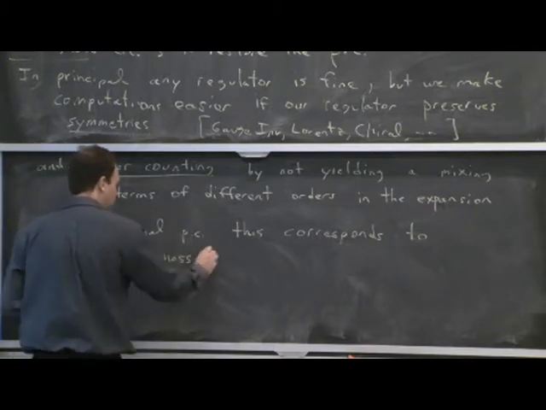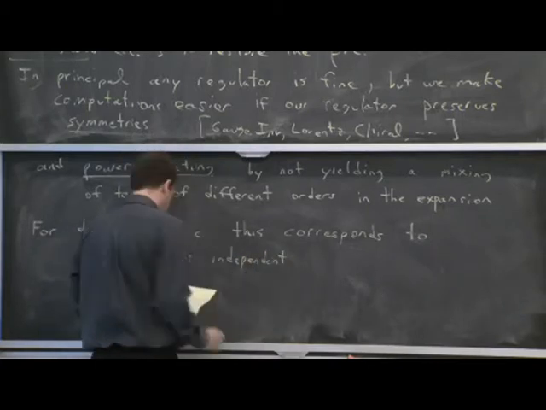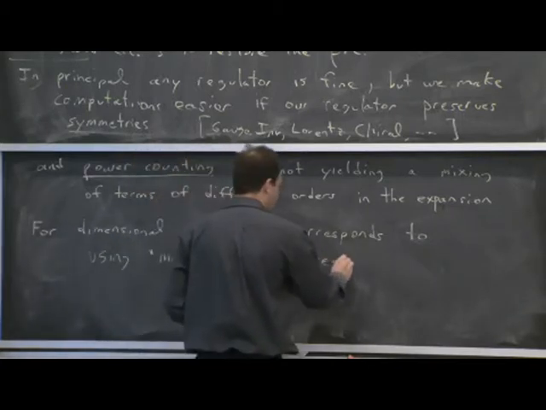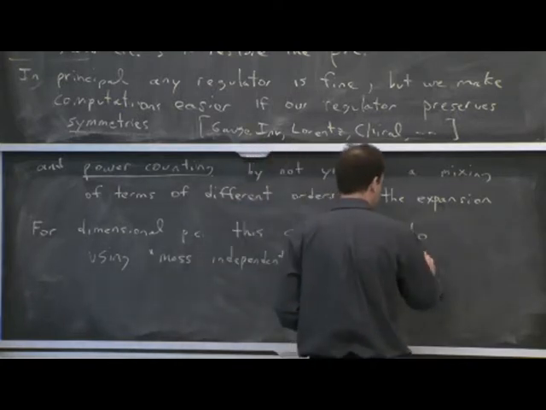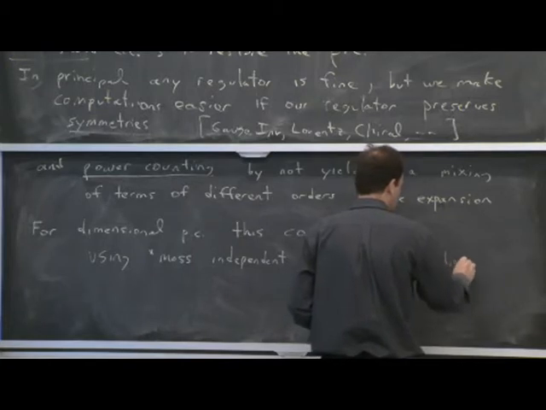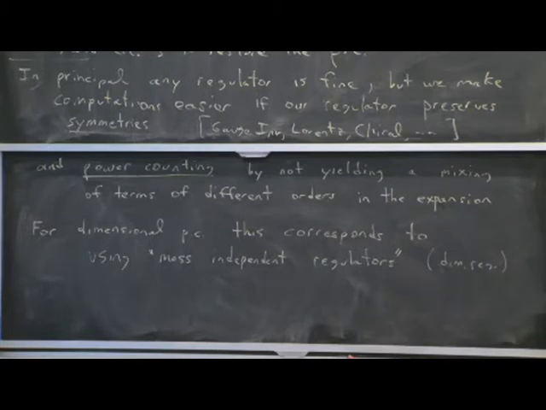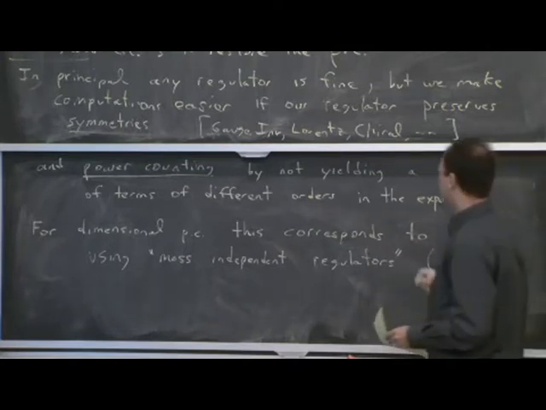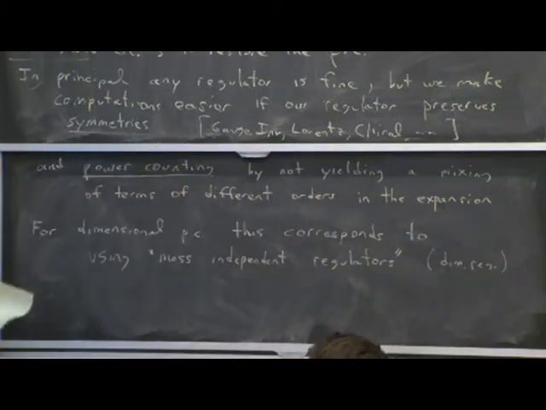And that is that we talk about using a mass-independent regulator, like dim-reg. It has a mass scale, mu, but it's put in softly in a way that doesn't mess up power counting. We call that using a mass-independent regulator. So we want to avoid having different orders in the expansion mix up with each other.